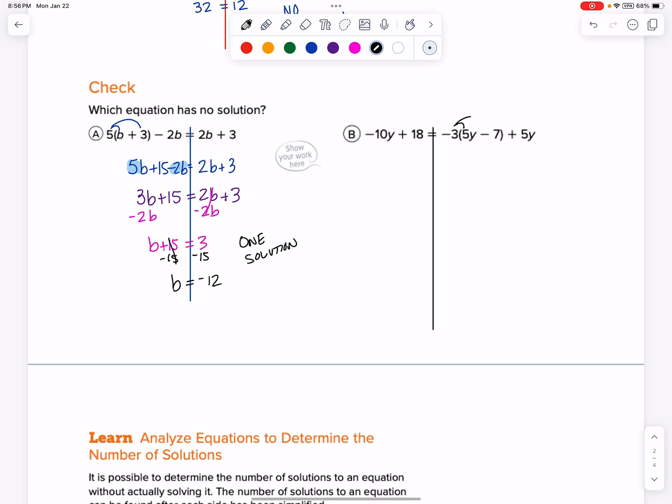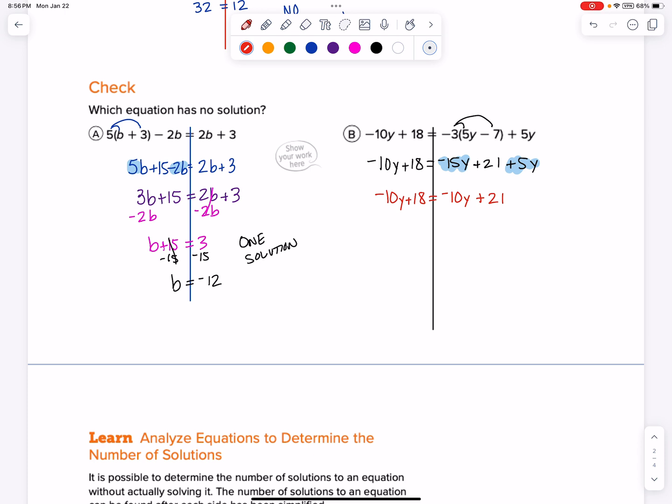All right, so we're distributing. So let's go ahead and write our next line. 10y plus 18 equals negative 15y. And then negative 3 times negative 7 is positive 21 plus 5y. We know that we combine like terms to simplify. And we're left with negative 10y plus 18 equals negative 10y plus 21.